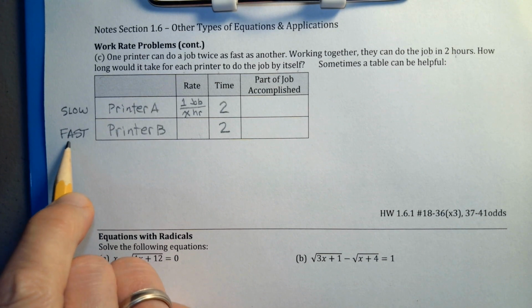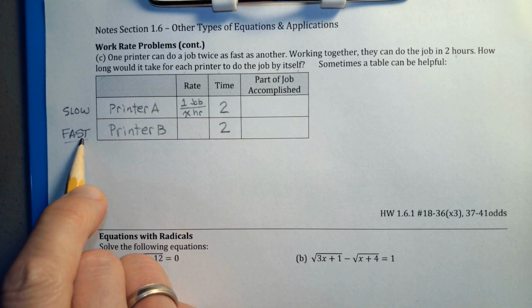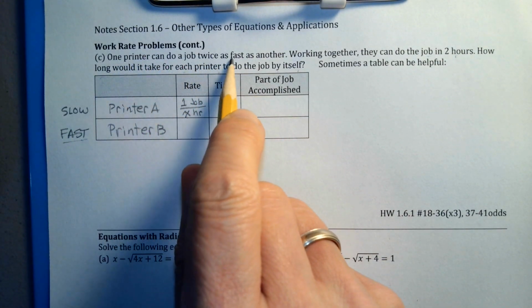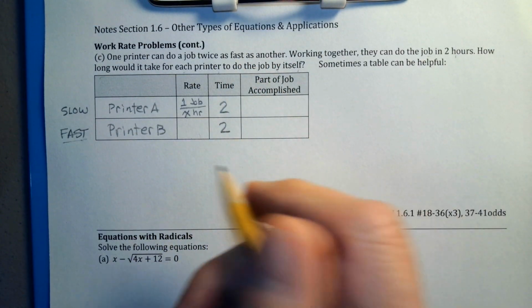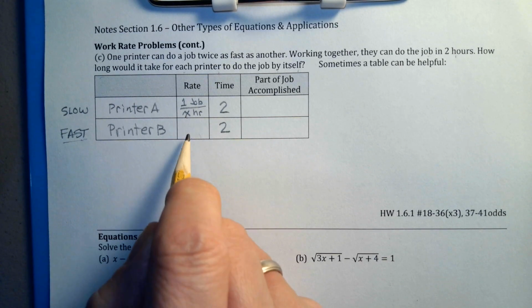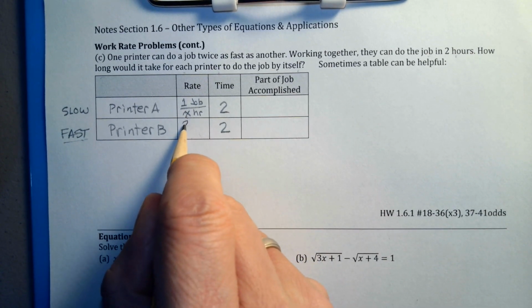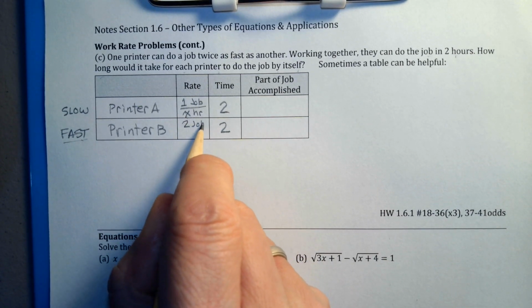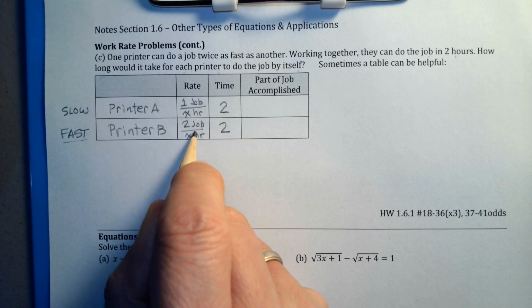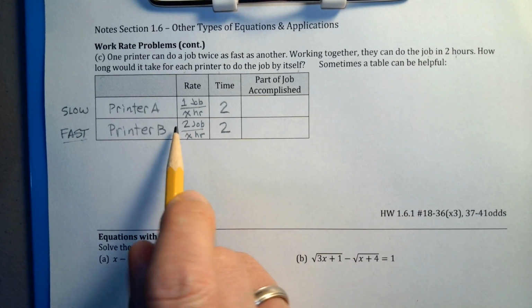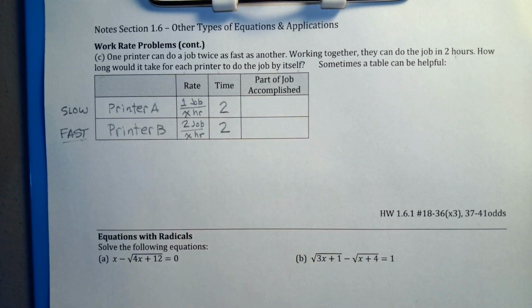So printer B, again, is the faster one. So remember that one printer can do the job twice as fast as another. So instead of cutting the hours in half for that one, let's just double the job. So 2 jobs in the same X hours. Whatever that hours is, it can do 2 jobs in that set hour.